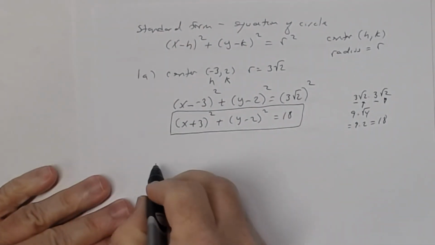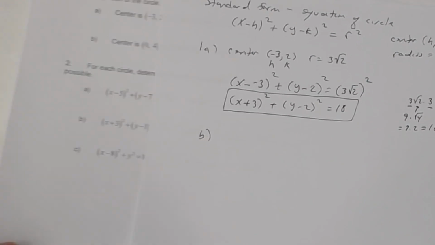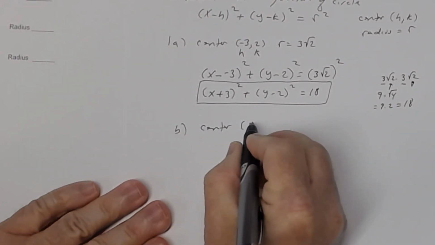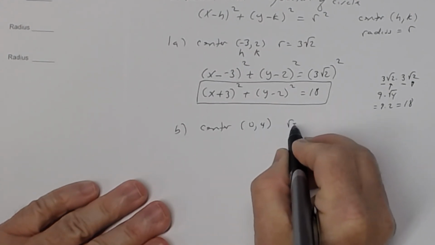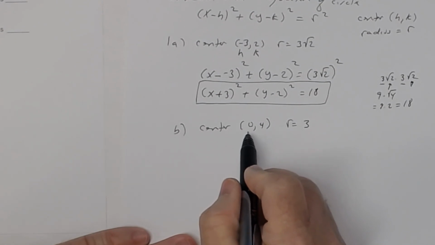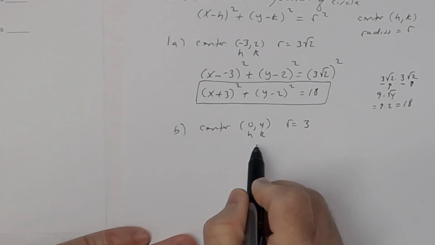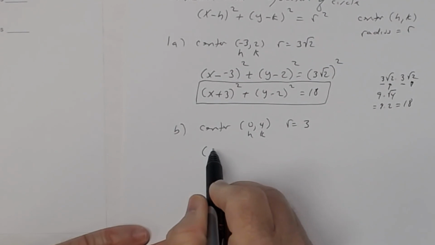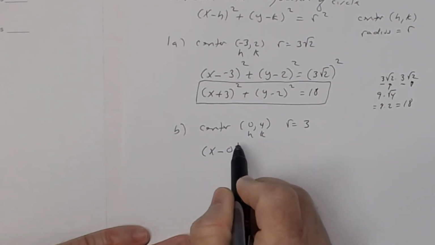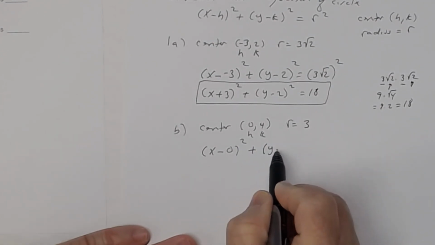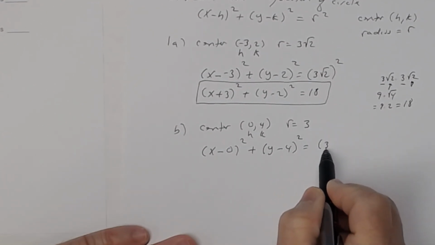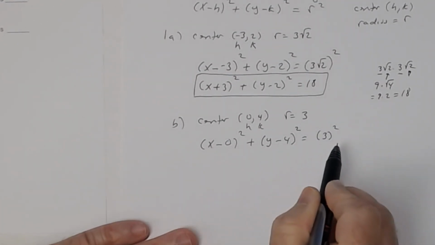Now 1b. In 1b, you're given this time that the center is (0, 4) and the radius is 3. We can do the same thing. We denote the center as (h, k) and substitute it back into the formula. So (x − 0)² + (y − 4)² = 3². Simplify this.